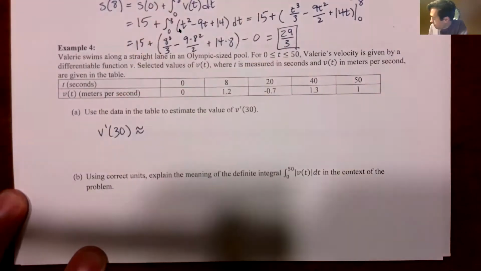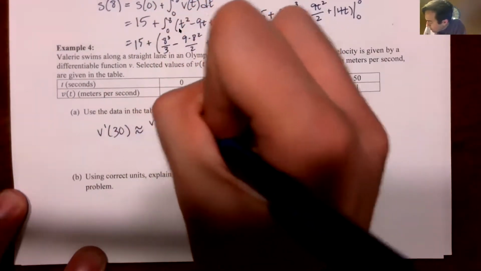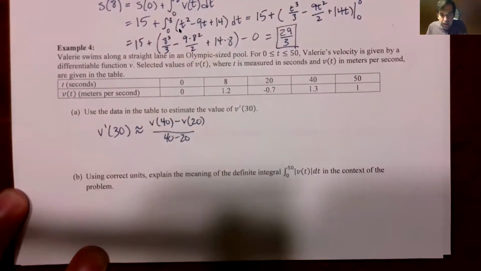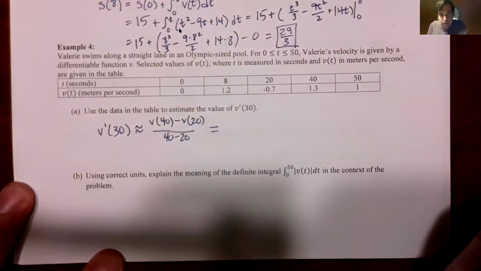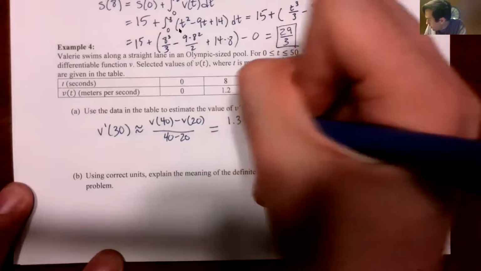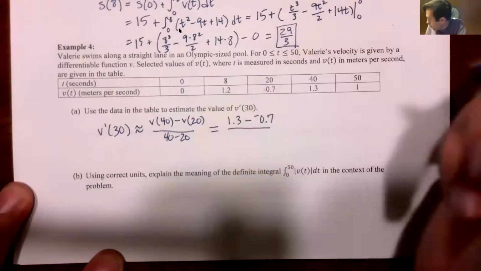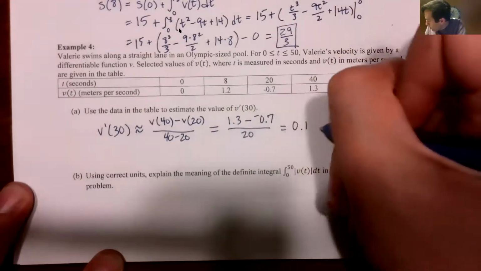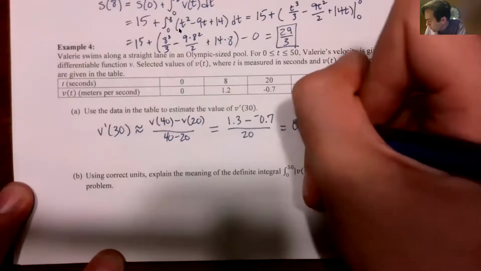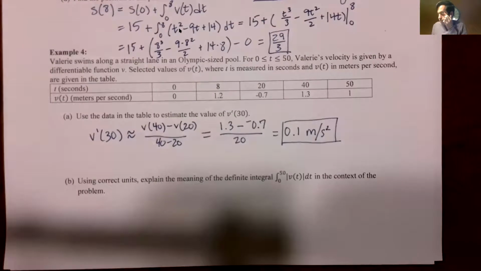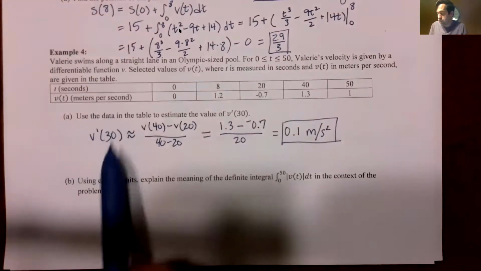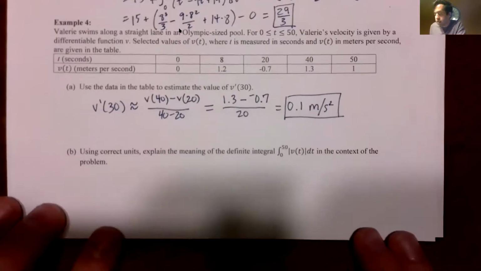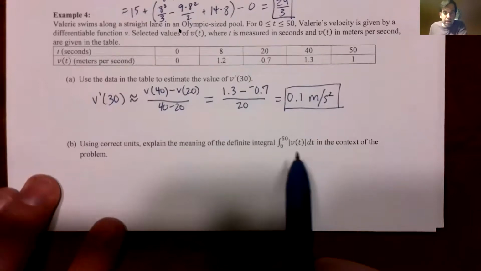is approximately v of 40 minus v of 20 over 40 minus 20. And that's just our good old-fashioned slope formula, right? So we'll plug in here, and we will get 1.3 minus negative 0.7 over 20. And I will end up with 0.1 meters per second squared. Because v of t was in meters per second, so v prime is going to be meters per second squared.